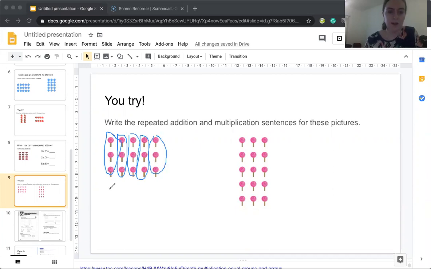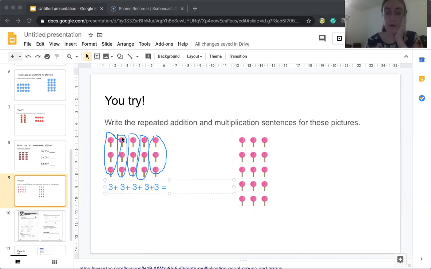Actually, I'm going to do the repeated addition first. So there's 3 in there. So I know I'm doing 3. Here, let's do the text to make it easier. 3 plus 3 plus 3 plus 3 plus 3 more.